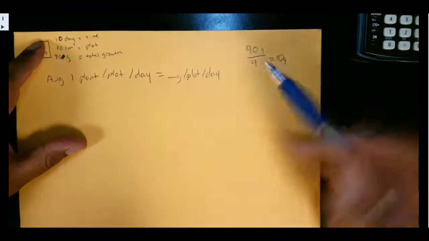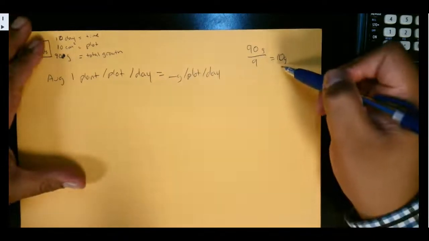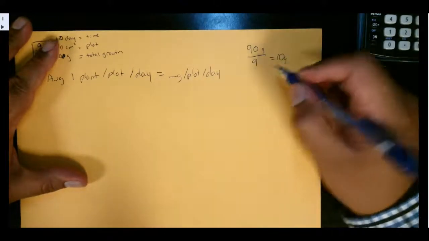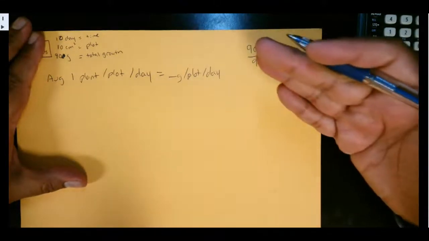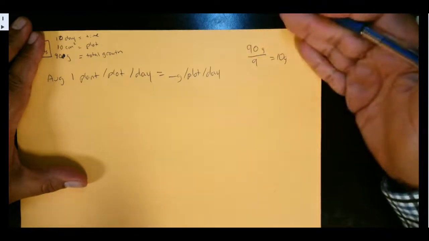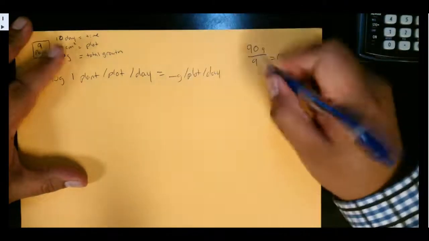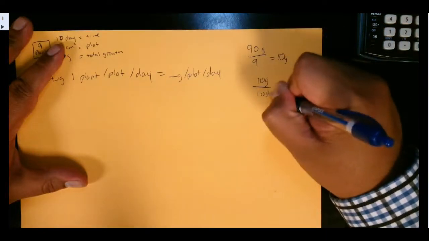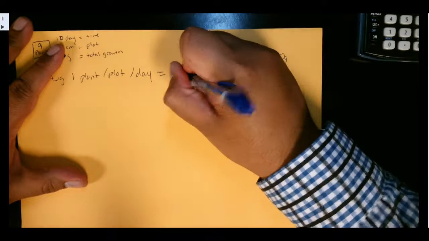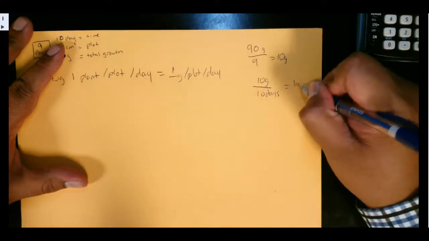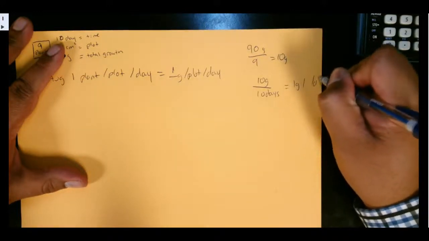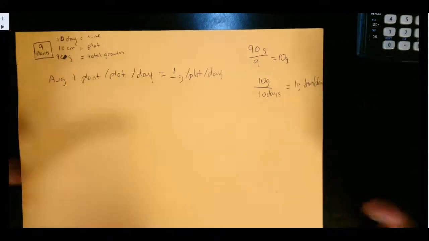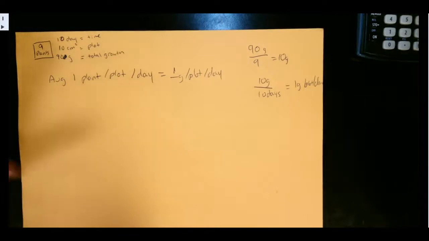Now, this problem I'm keeping pretty simple. So if it grew 10 grams over 10 days, that's for one plant. How much did one plant grow per plot per day? Well, that'd be pretty easy. It's just 10 grams divided by 10 days, so that would equal 1 gram per day, and this is per plot, because it's growing in that one plot. So pretty simple, pretty straightforward.